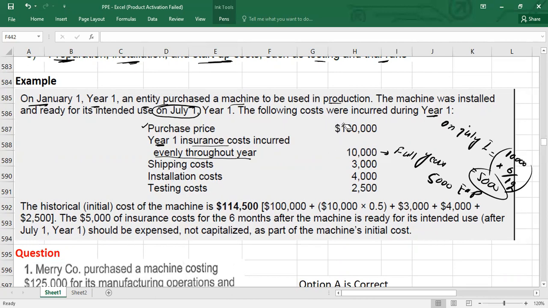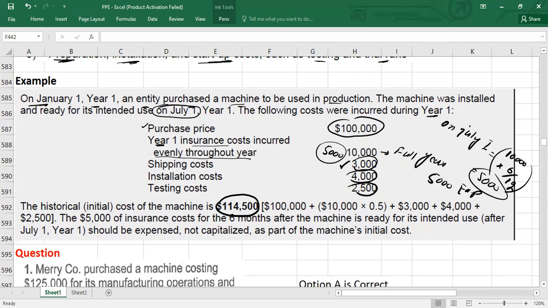I mean, say this 100,000, plus you will capitalize 5,000 from insurance cost, plus you will also capitalize shipping cost, this one 3,000 also, plus installation cost also, plus testing cost also. If you make the summation, this is going to give you $114,500. So this should be your capitalized cost.